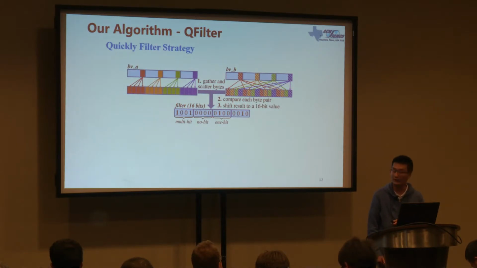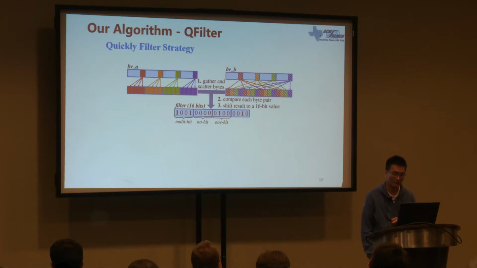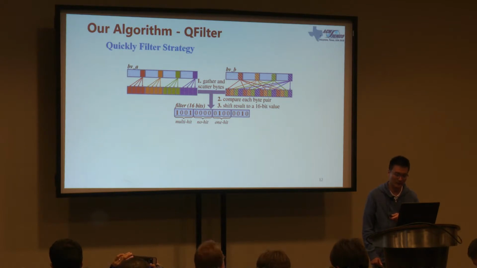This is our byte checking strategy. We gather 1 byte of each base value and scatter it to 4 different positions in a new SIMD register. Then we compare all 16 aligned byte pairs by one SIMD byte-wise compare-equal instruction. Then the byte checking result is shipped to a 16-bit mask, namely the filter, which consists of 4 bit groups. Each group records the byte checking results from one element in BVA to the 4 elements in BVB.